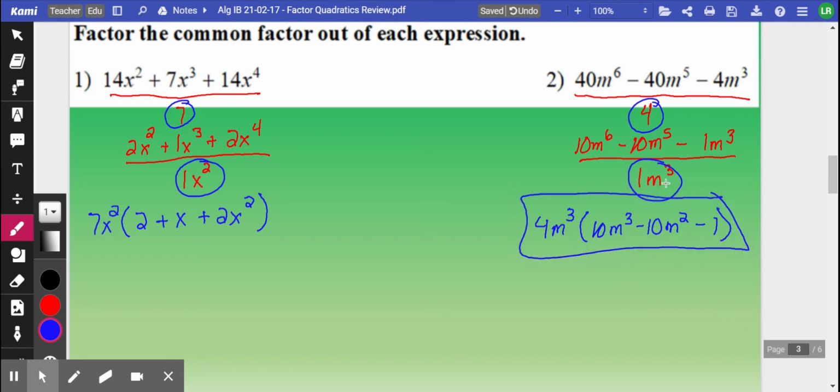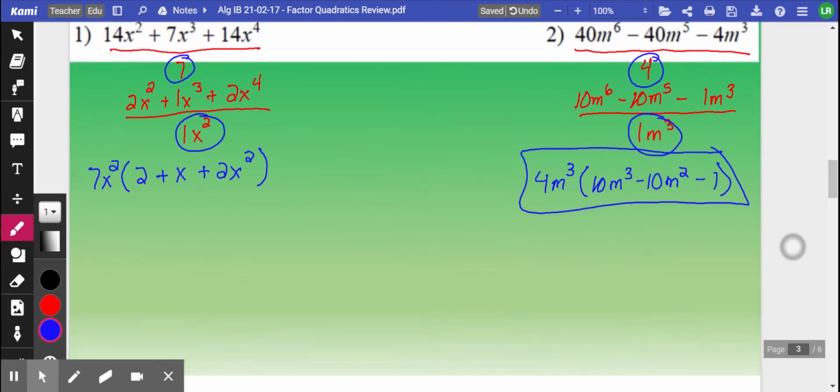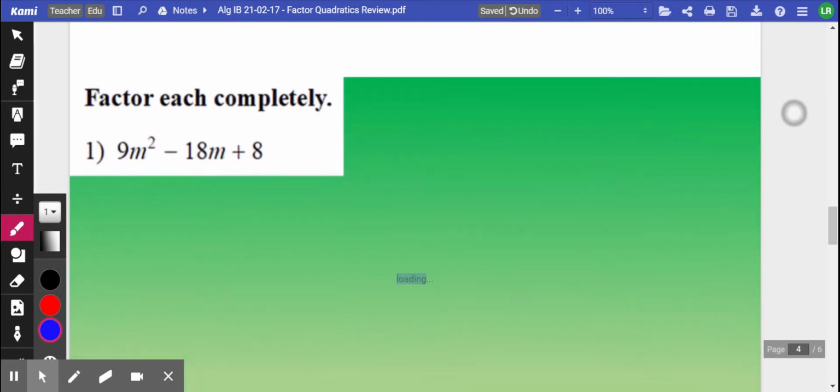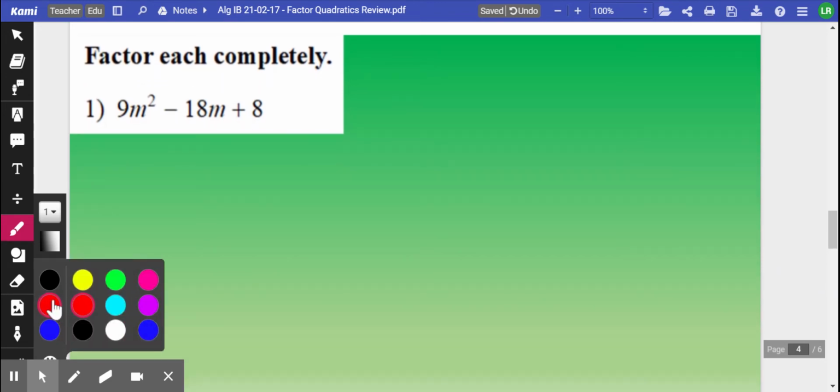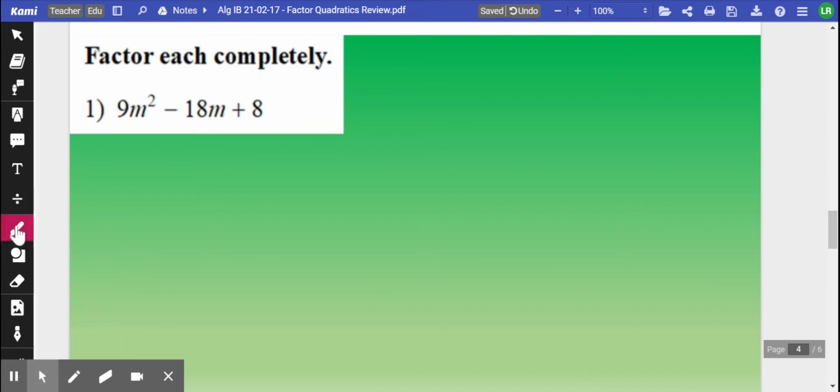Now, that's just factoring out the common factor, the greatest common factor, that is. And now, let's look at factoring completely. So this is where we're factoring our quadratic. A reminder, we've been using the airplane method. We start off, what can I divide into all three of those? 9, 18, and 8. Smallest number is 8, and 8, 4, 2, none of those work, so 1, it's done.